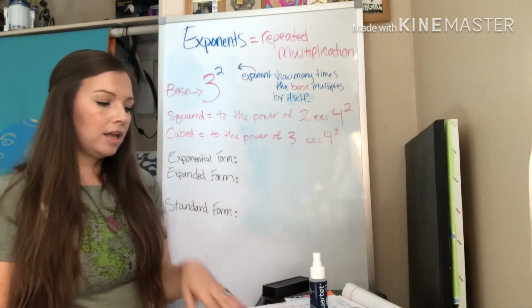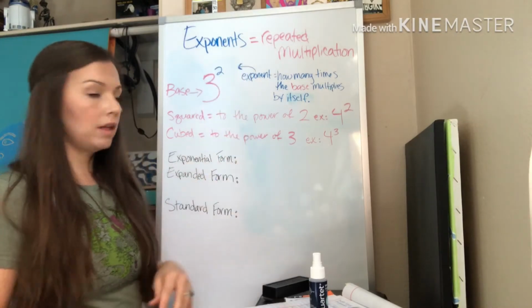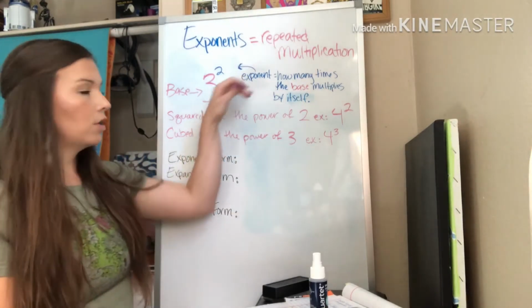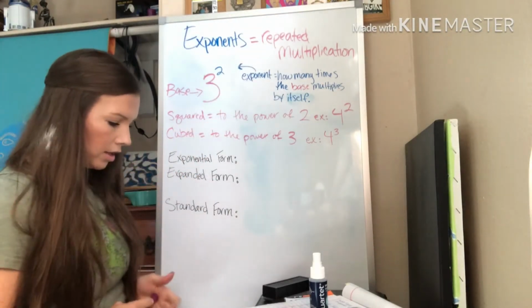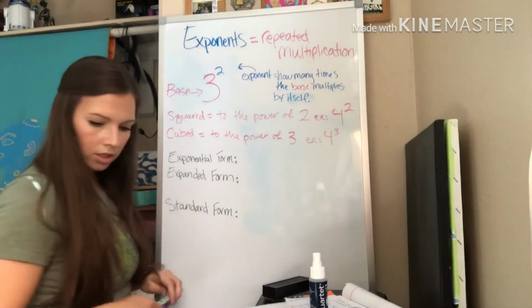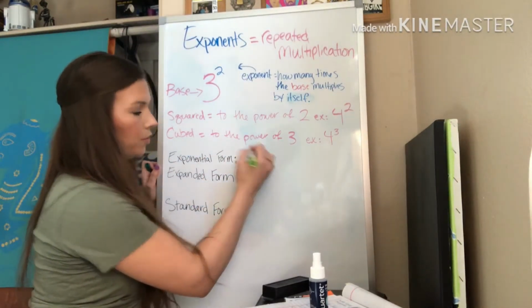Your assignment today is going to be pretty easy. You're just going to have numbers with exponents and you solve it. So let's first solve 3 squared. Okay, so the exponential form of 3 squared is 3 to the power of 2.